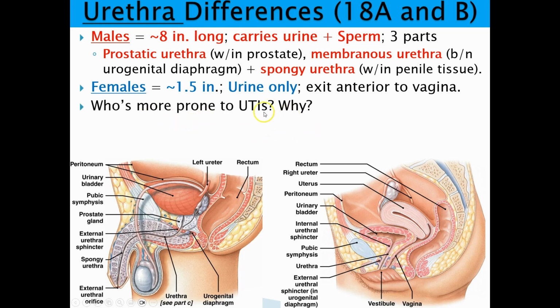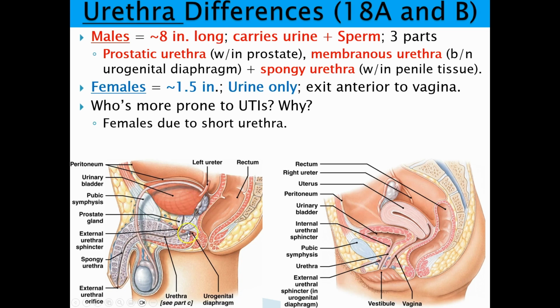Who's more prone to UTIs and why? This is a question you should think about, and you should know this answer. It tends to be something I often ask on this lecture exam. Females tend to be more prone because of the urethra being so short, so the path of travel to actually reach the bladder and start causing an infection is quite short in comparison, where the male system has all this route to go just to get all the way up to the bladder.